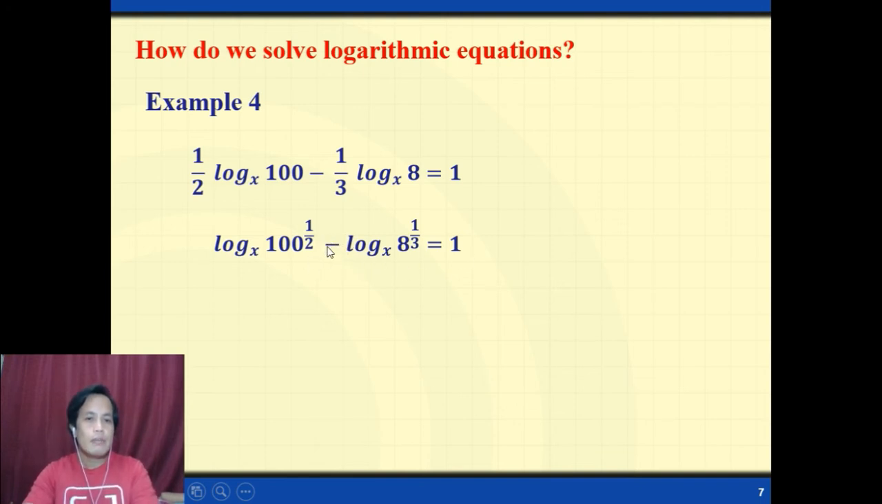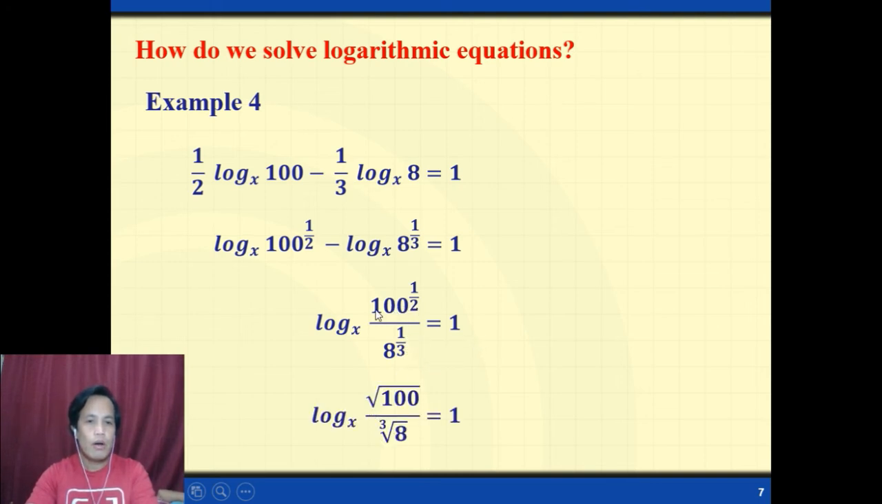This time, since this is minus, we will apply now the quotient law. So this can be written now as log of 100 raised to 1/2 over 8 raised to 1/3. Okay? We applied the quotient law, that equals 1. We need to change 100 raised to 1/2 to radical, and also 8 raised to 1/3 to radical. When we change 100 raised to 1/2 to radical, it becomes the square root of 100. In radical, this 2 becomes the index. If no index is written there, that means it is a square root, which means index 2.